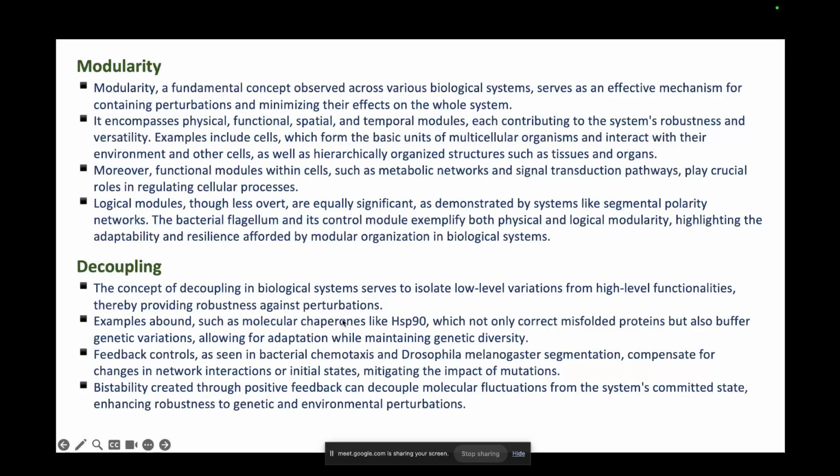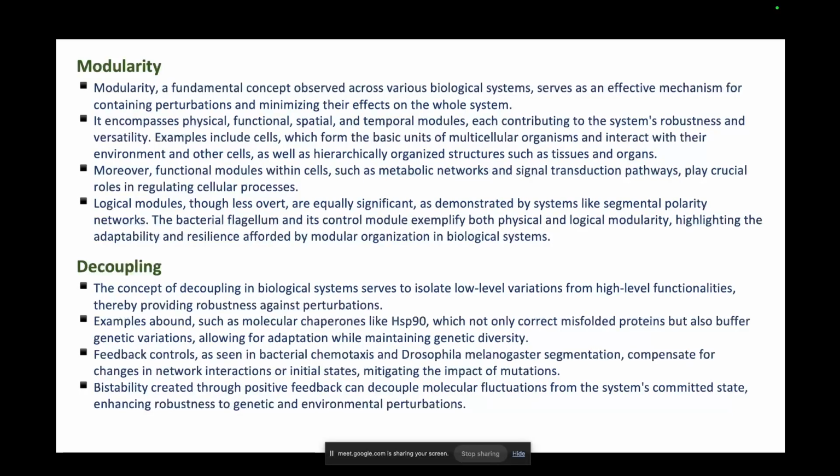An example is molecular chaperones like HSP90, heat shock protein, which not only corrects misfolded proteins but also buffers genetic variations, allowing for adaptation while maintaining genetic diversity. Feedback controls seen in Drosophila segmentation compensate for changes in network interactions or initial states, mitigating the impact of mutation. So these are also mechanisms that can counteract the mutations and perturbations in the network. And bistability created through positive feedback can decouple molecular fluctuations from the system's committed state, enhancing robustness to genetic and environmental perturbations. So, that is all.